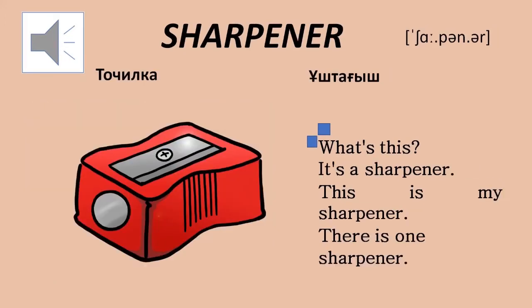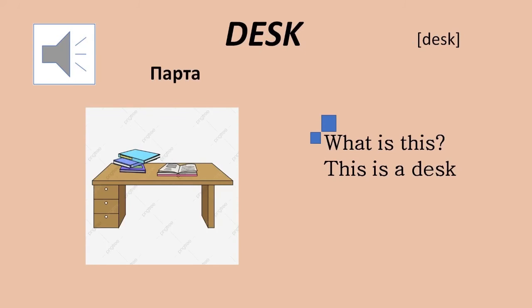The next is sharpener. Sharpener. Точилка, ұштағыш. For example, what is this? Бұл не? It's a sharpener. Бұл ұштағыш. Это точилка. This is my sharpener. Бұл менің ұштағышым. There is just one sharpener. Суретте неше ұштағыш? Бір ұштағыш. There is one sharpener. What color is this sharpener? Ұштағыштың түсі қандай? It is red. Ол қызыл түсті.